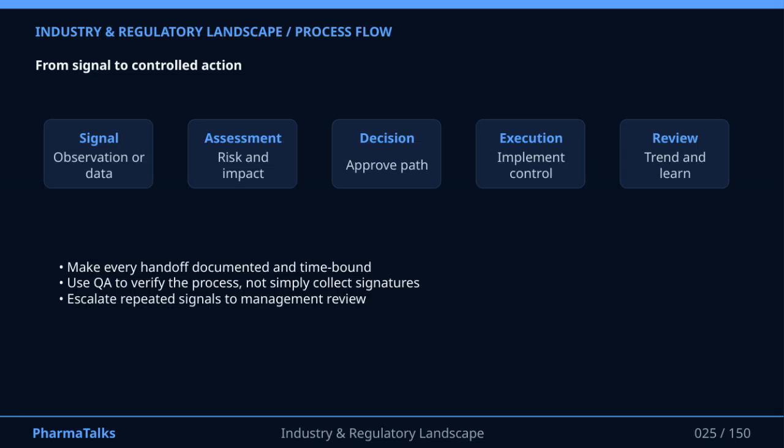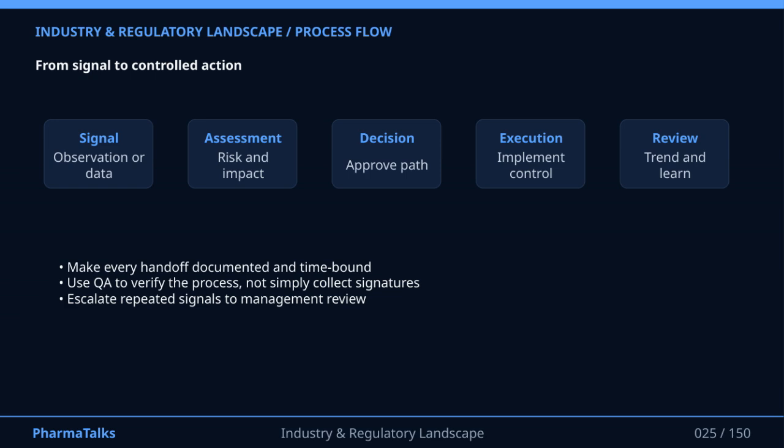Here, we're looking at the industry and regulatory landscape through the lens of a process flow, from an initial signal all the way to controlled action. It starts with a signal, which is essentially the observation or data that alerts us to something important. From there, we move into the assessment phase, where we evaluate the risk and its potential impact to understand the situation better. Next comes the decision point, where we approve the appropriate path forward based on our assessment. Following that, execution is crucial. This is where we implement the necessary controls to address the issue effectively.